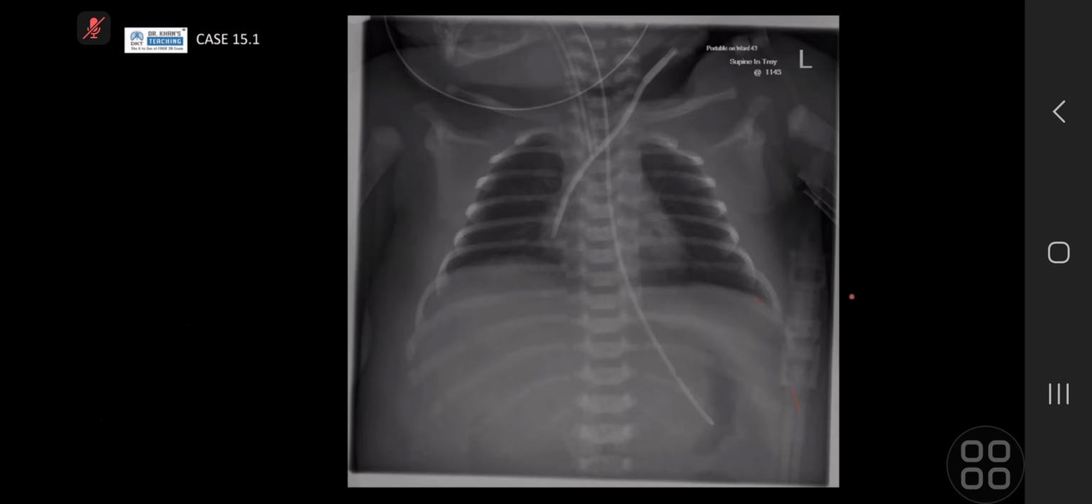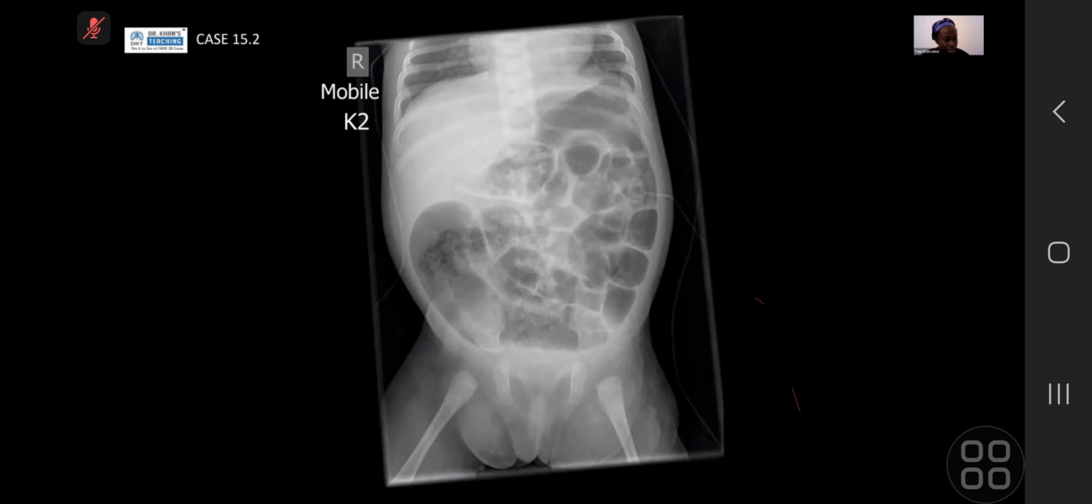I see there is a central rounded lucency in the abdomen, so I am worried about pneumoperitoneum. Okay, so that's this case. And then, do you want to do this case?